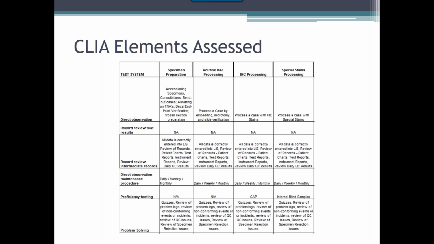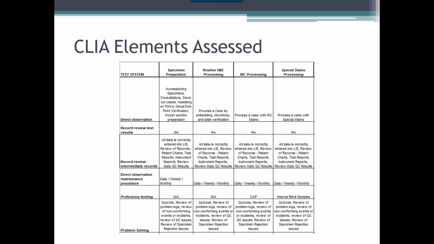So in looking at the grid on the slide, just to go through a couple of them, if you look at the first test system, which is specimen preparation, you can see in the box directly below it the areas that are assessed via direct observation. So we've decided that direct observation is applicable for specimen preparation, and we will be doing direct observation of accessioning of specimens, sending out consultations and other cases, assistance on either FNAs, frozen sections, and then looking at decals and that endpoint verification of decal specimens.